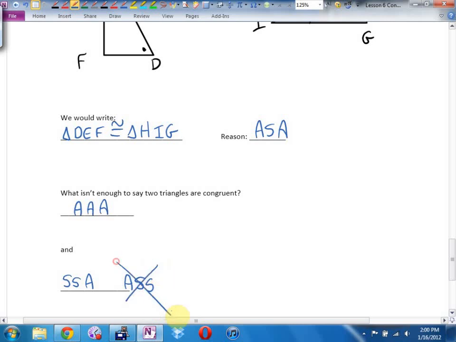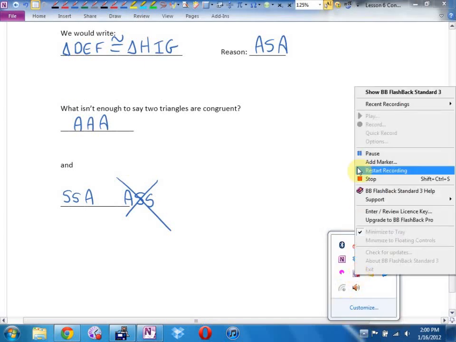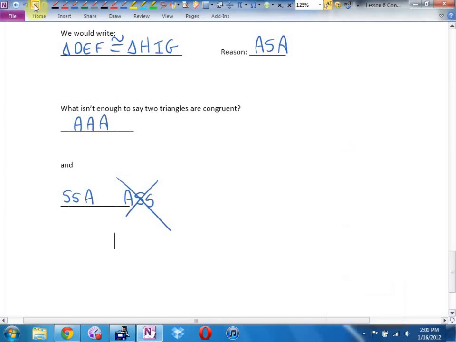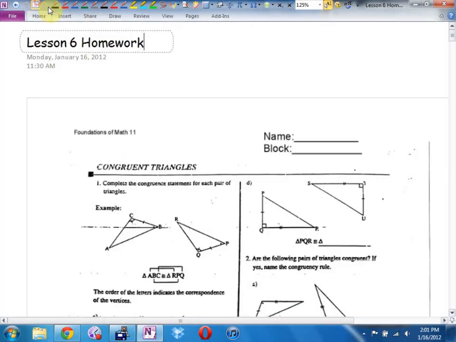Okay? Side, side, side; side, angle, side; angle, side, angle. Let's start applying. Take a look at some of these, please. We're going to do some of these together. Put your name on this. Where it says block, how about block D?